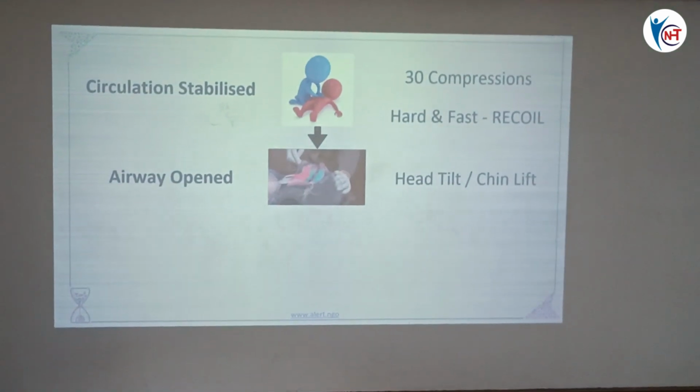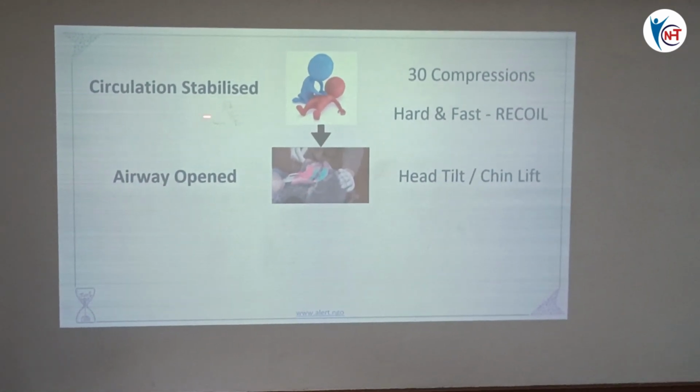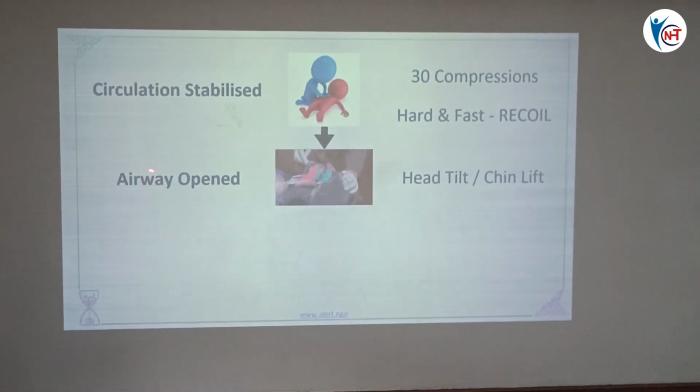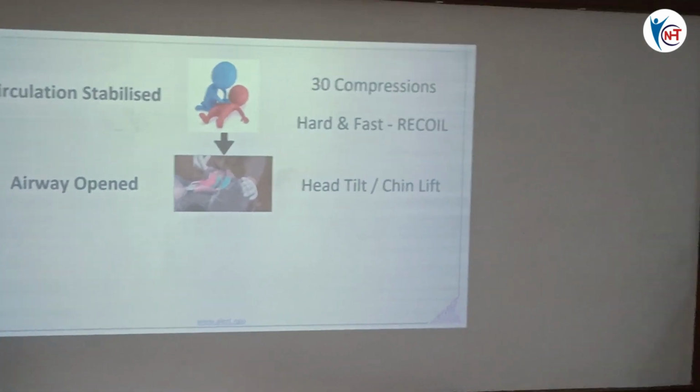Now, after 30 compressions, hard, fast, and recoil, go for the next topic, that is airway. Circulation done, then move on to the airway. How to clear the airway? By performing the head tilt, chin lift.